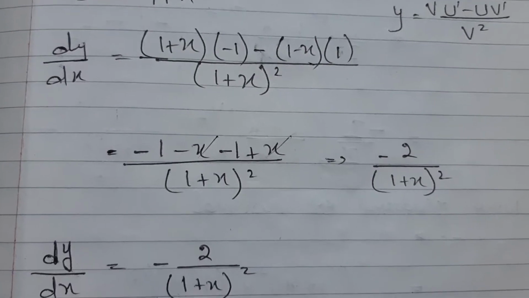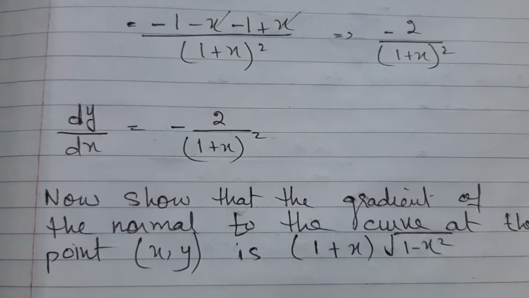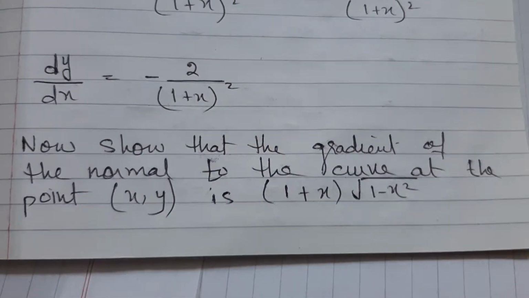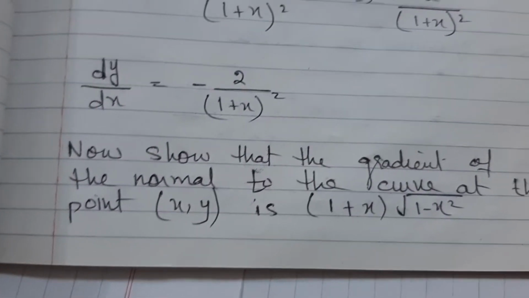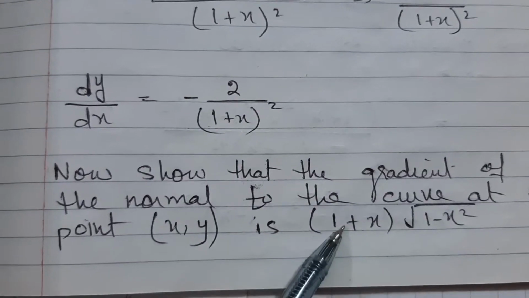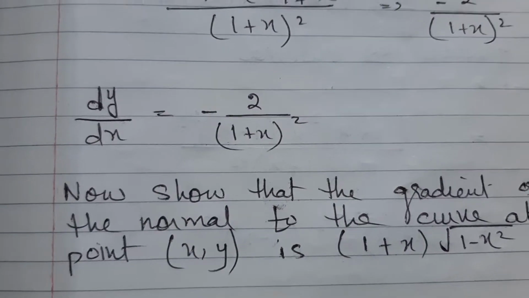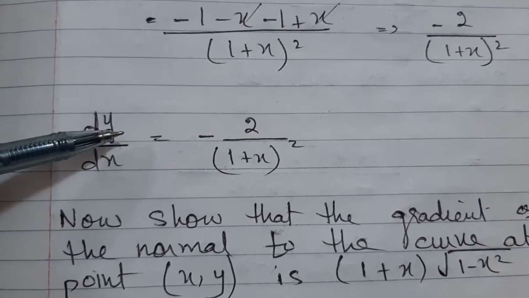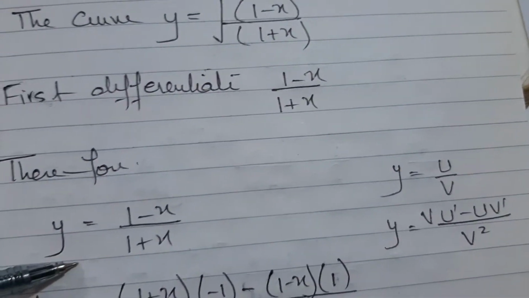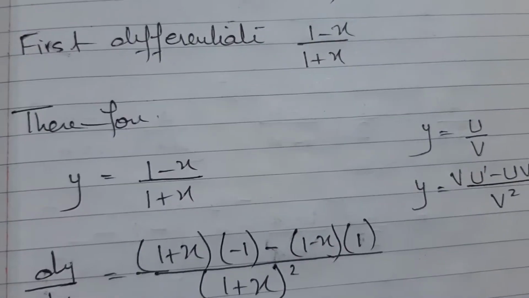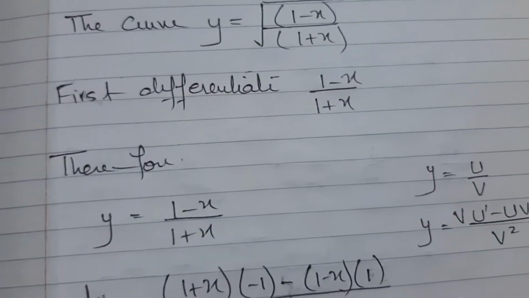After that, the question says to show that the gradient of the normal to the curve at point x, y is this. Now I have to find the gradient of the normal. Whenever you differentiate the equation, you actually get the gradient of the tangent. This is also not the actual curve, because the actual curve was with the root sign, and we have done it without the root. So I actually have to differentiate this now, yes or no?